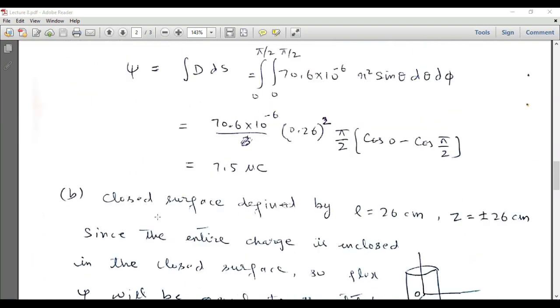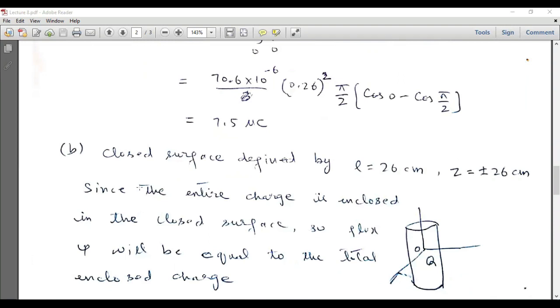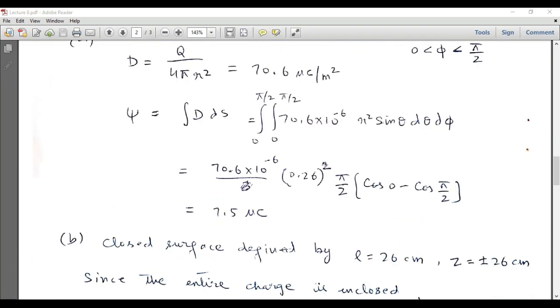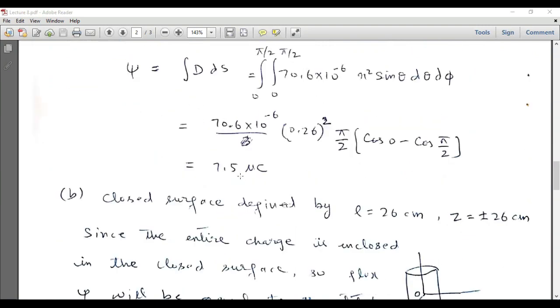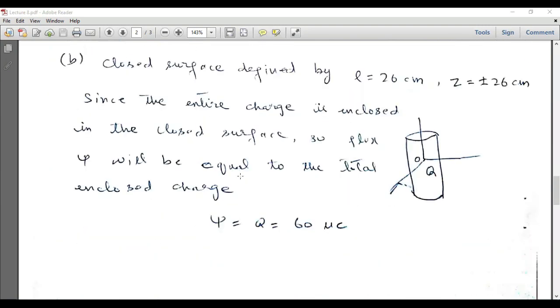Now, in the second part, we have to find out the flux leaving by the closed surface defined by rho equal to 26 centimeters and z is equal to plus minus 26 centimeters. So this is a closed cylindrical surface, right? Again, the point charge is located at the origin as it was in the first case. So here you can see this is the origin where we have the point charge, and this is the closed cylindrical surface, and we have to calculate total flux leaving out this closed surface.